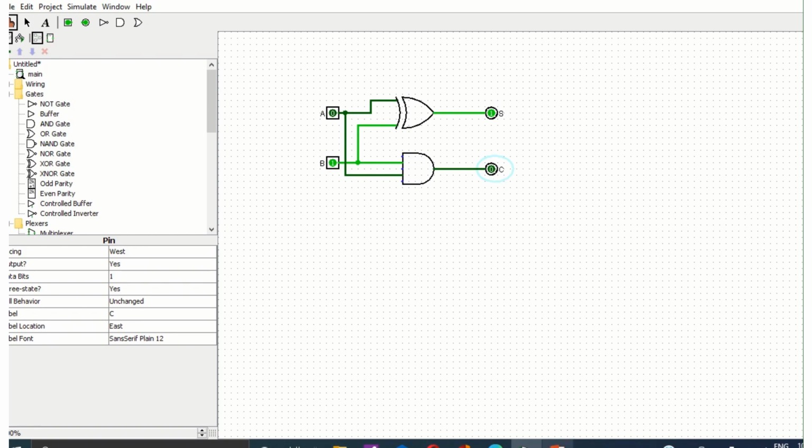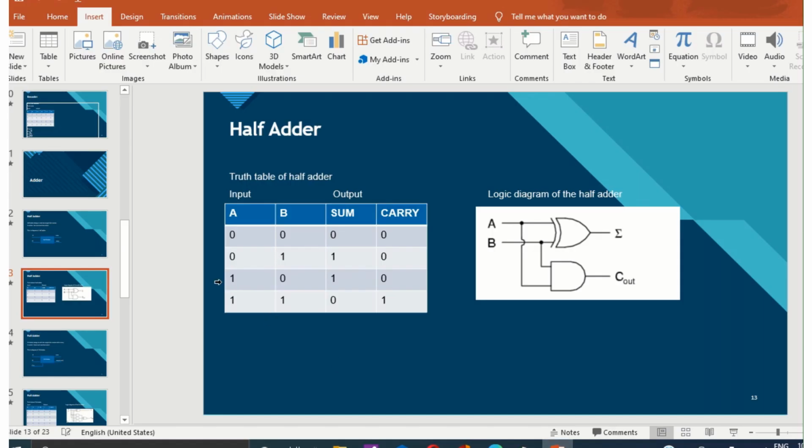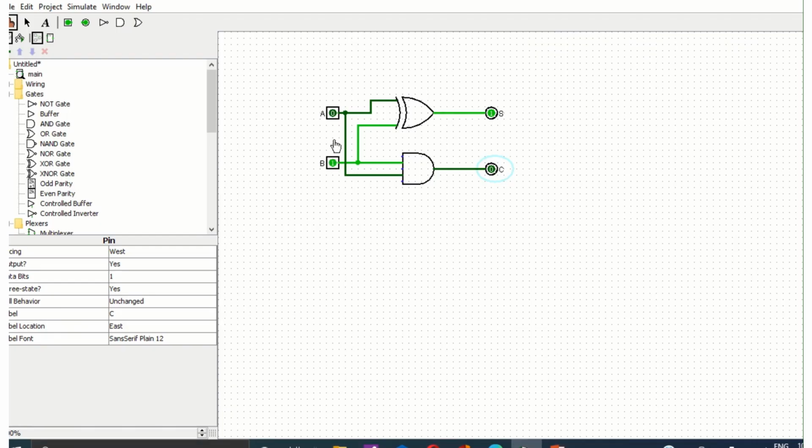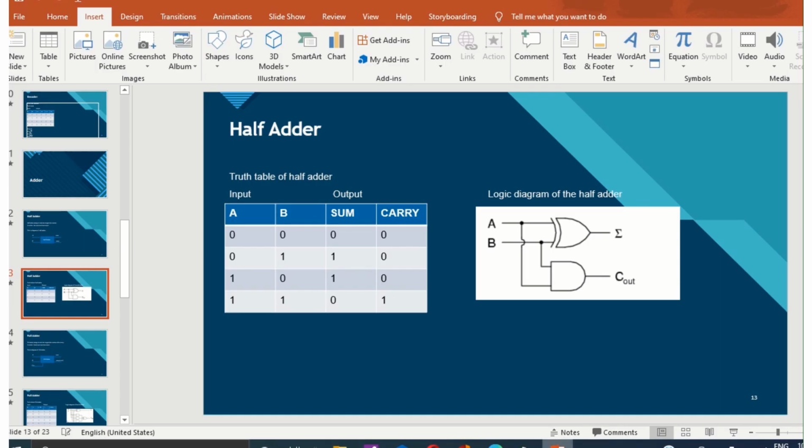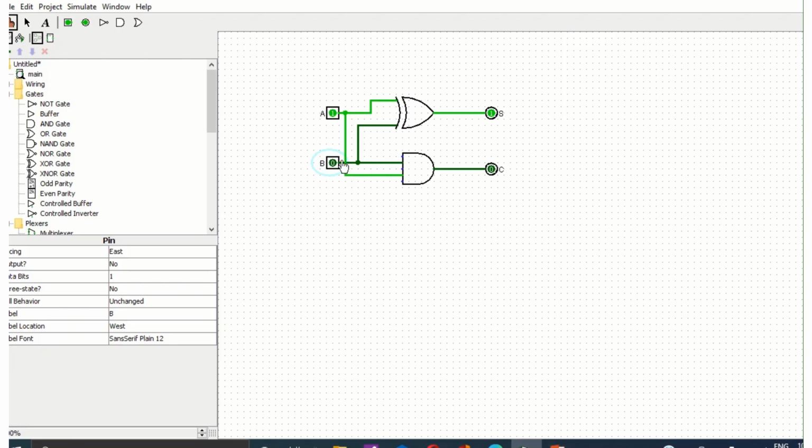Now I take the third condition, that means A equal 1, B equal 0. Now I am going to change A equal 1, B equal 0. My output is S equal 1. Here I am not having any carry. The last is A equal 1, B equal 1. Now I am going to change A equal 1, B equal 1. See, my output S equal 0, carry equal 1.